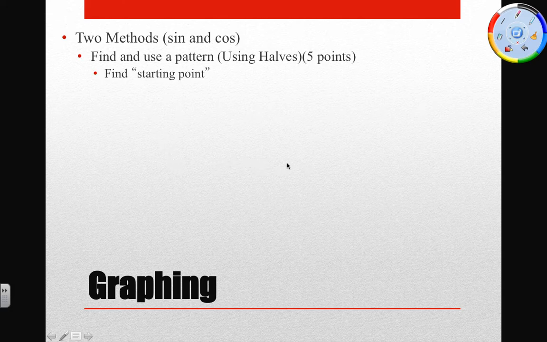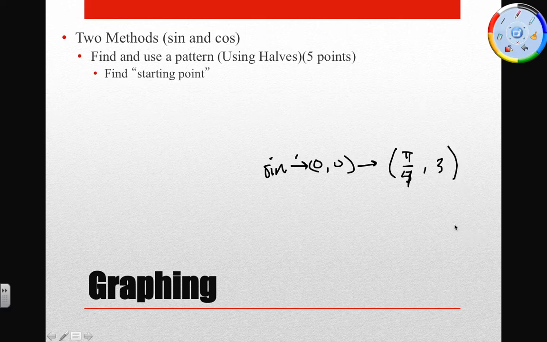If we had sine normally starting at 0, 0, but I said there's a phase shift of pi fourths to the right, and 3 up, I'd change this 0 to a 3. Okay, so that's a starting point.